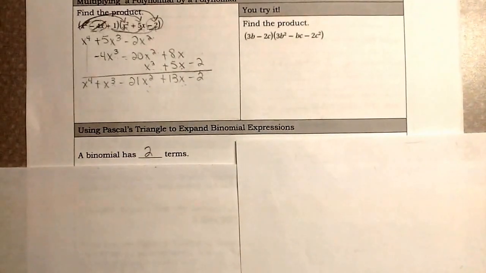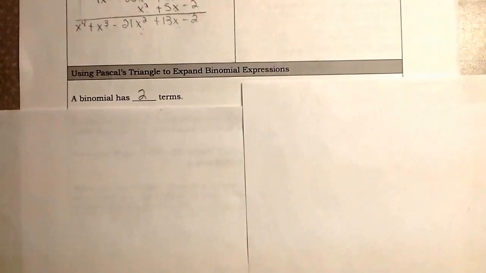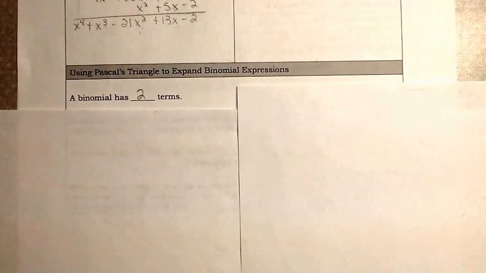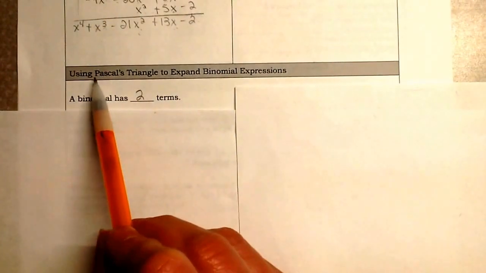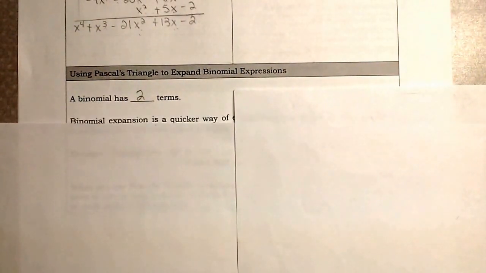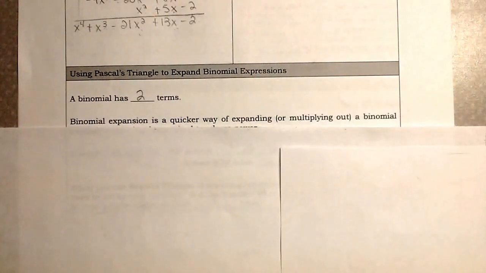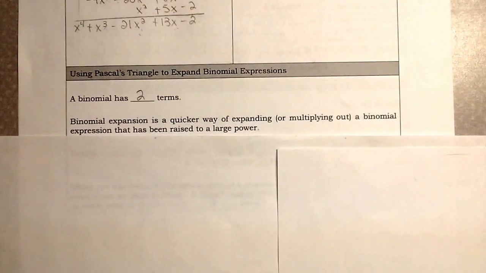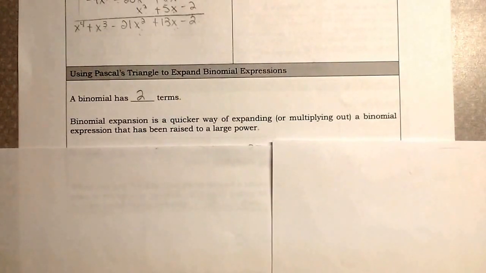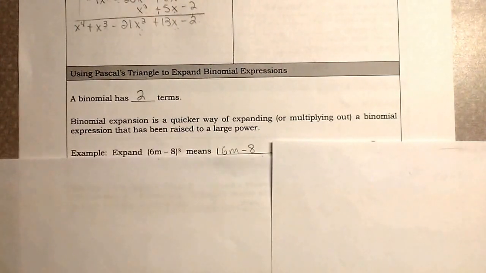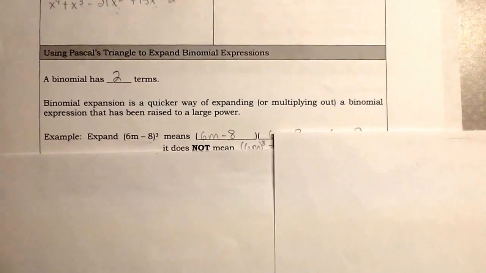Okay, now we're going to multiply a binomial. And a binomial has 2 terms, and we're going to multiply a binomial, or raise a binomial to a power. And that's the only time that you can use Pascal's triangle to expand binomial expressions. Binomial expansion is a quicker way of expanding or multiplying out a binomial expression that has been raised to a very large or larger power. So if you have squared, then it might just be faster to square the polynomial out. But let's try a binomial that has been cubed.